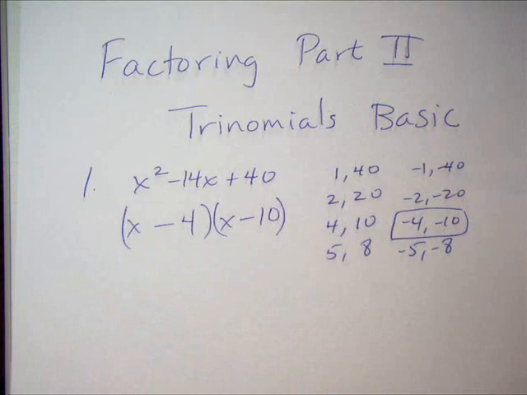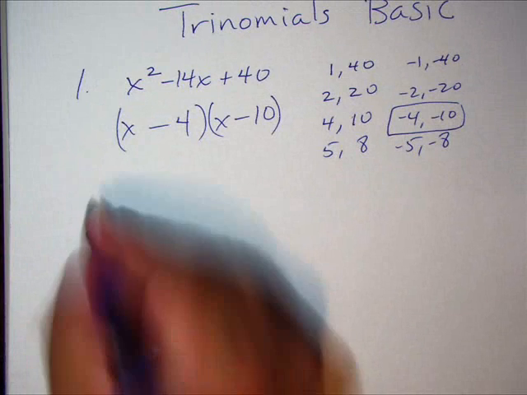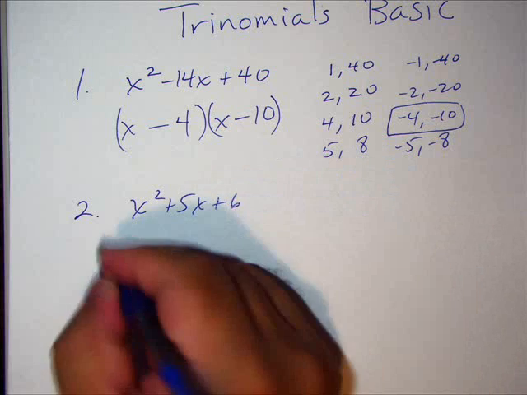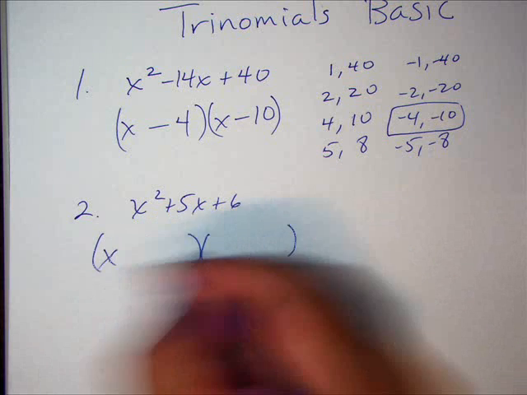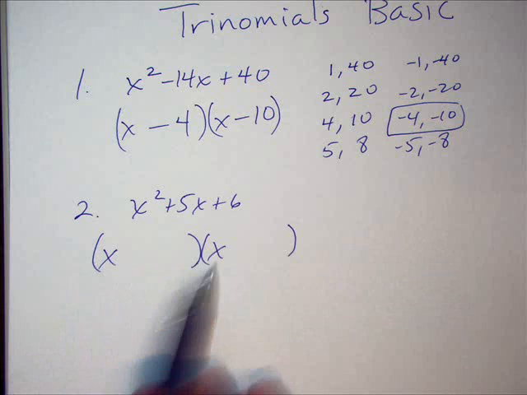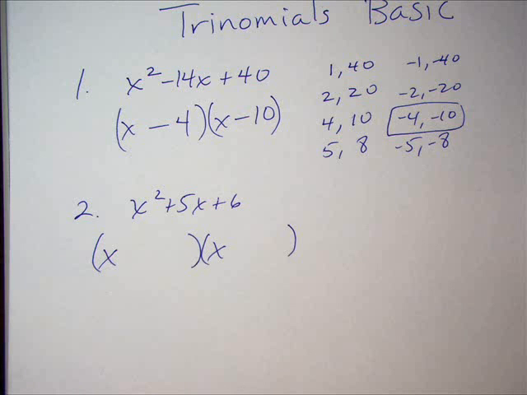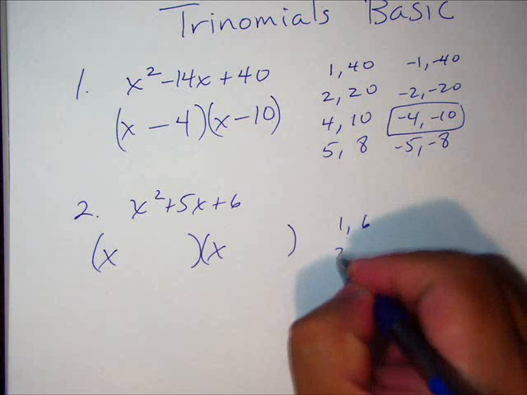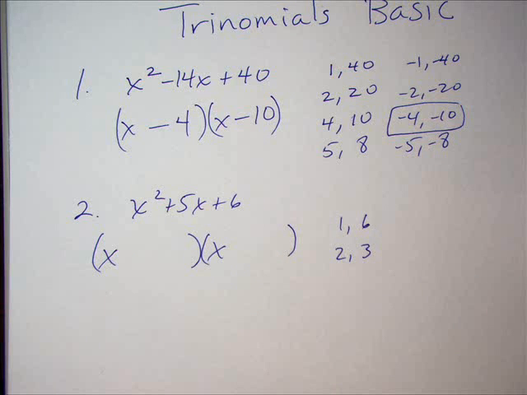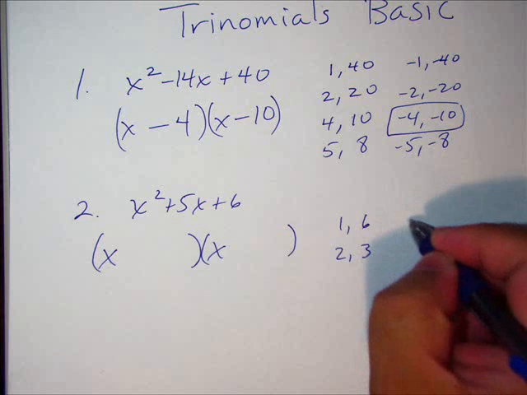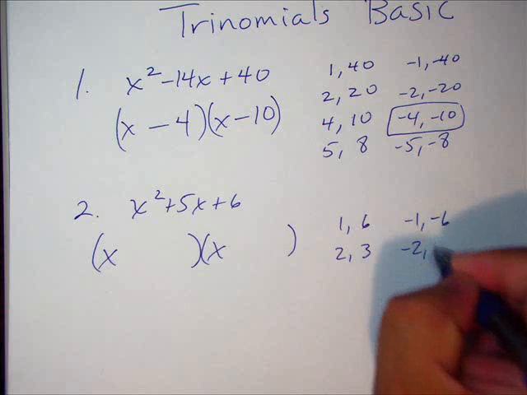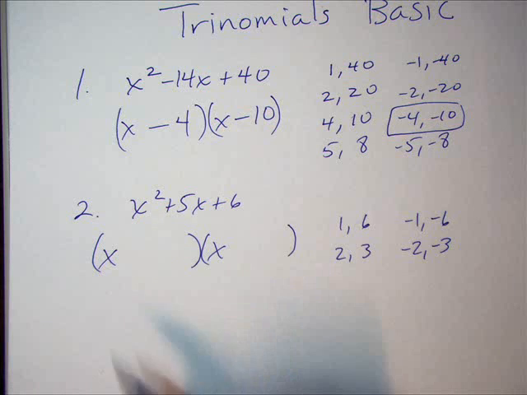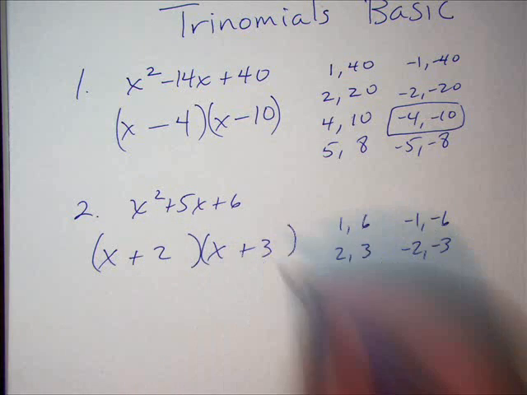Another example. Again, with the basic ones, it's always going to be x here, or something like that. Now, what are the factors of 6 that combine to make 5? Well, there's not too many choices here. 1 and 6, 2 and 3. Other choices are negative 1, negative 6, negative 2, negative 3. Which of these combine to make positive 5? Well, the positive versions. So it's going to be x plus 2, x plus 3.